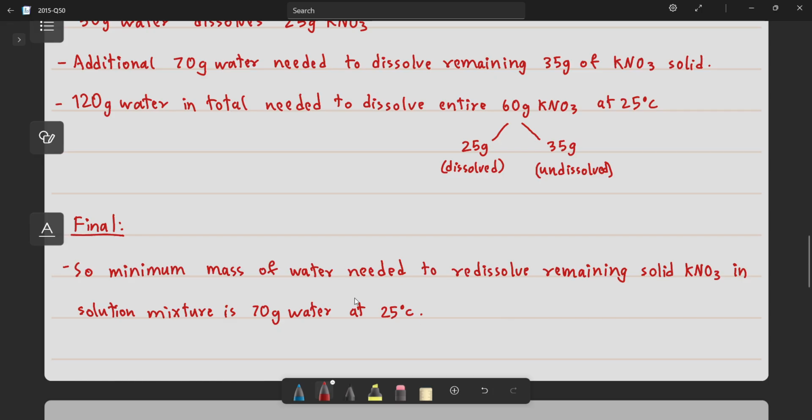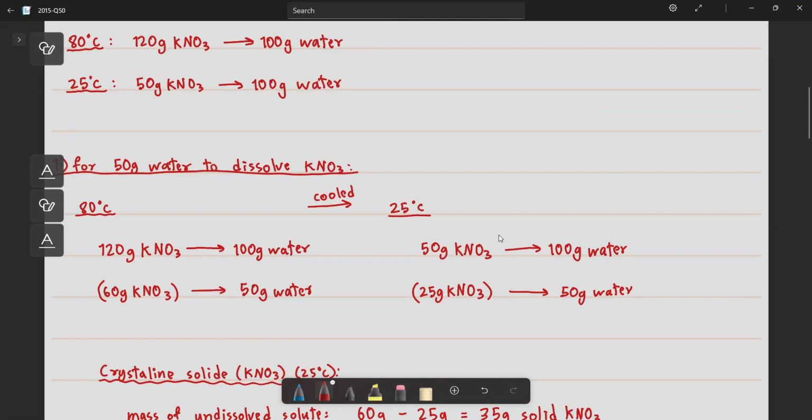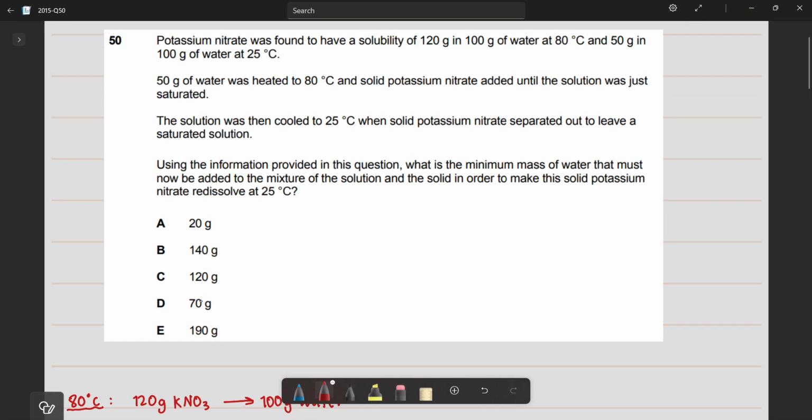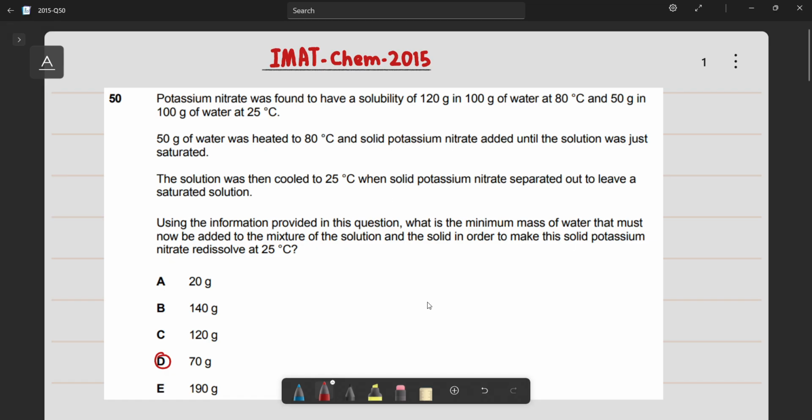So now we've reached our final answer. So our final answer is we need 70 gram of water, the minimum amount of water to redissolve the solid potassium nitrate that was 35 gram of potassium nitrate solid. So the correct answer for this question is option D, which is 70 gram of water. So that's it about this question.